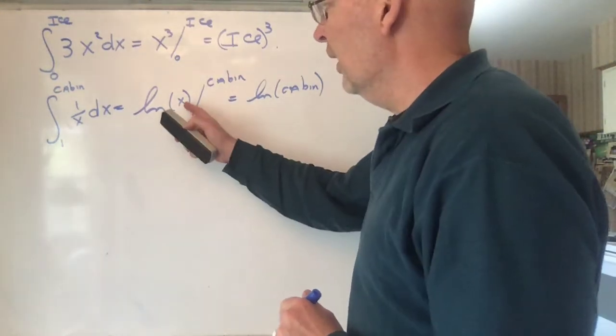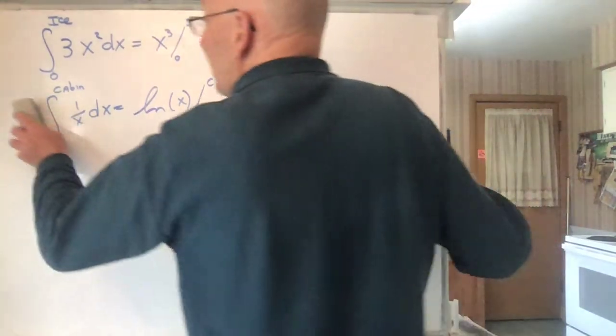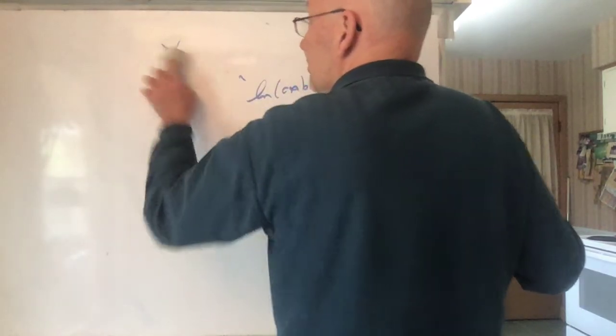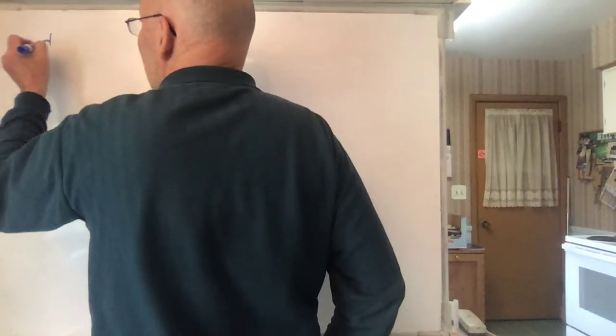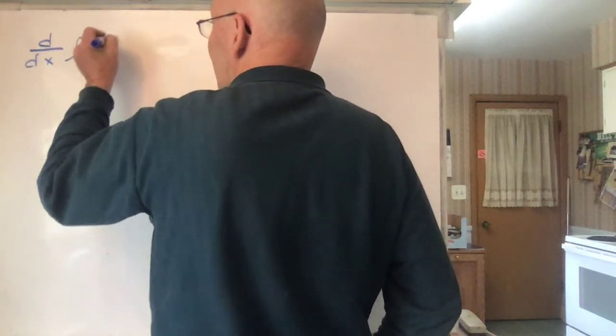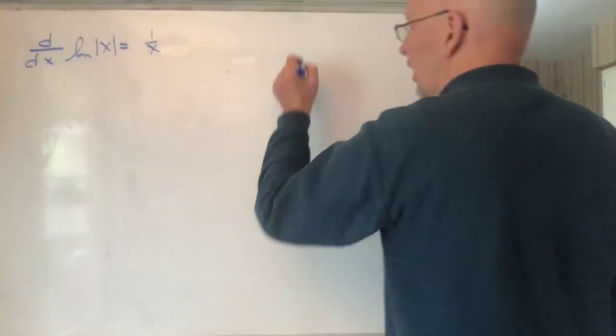Now, this reminds me of something which I just didn't quite finish doing in the last lesson, which I want to do just for completeness, rather than just have you believe me. And that is that the derivative of the ln of the absolute value of x is equal to 1 over x.